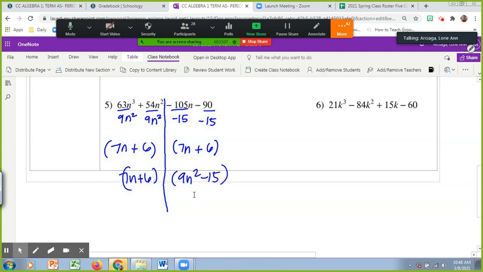But this is not the final answer in Schoology. Why? Because when we say factor completely, you see 9 and 15 still have something in common? You have to take that out. So what number can divide 9 and 15 at the same time?